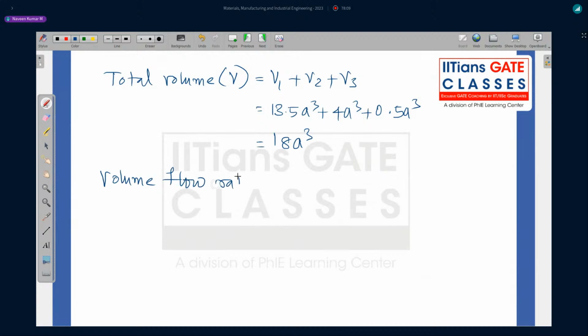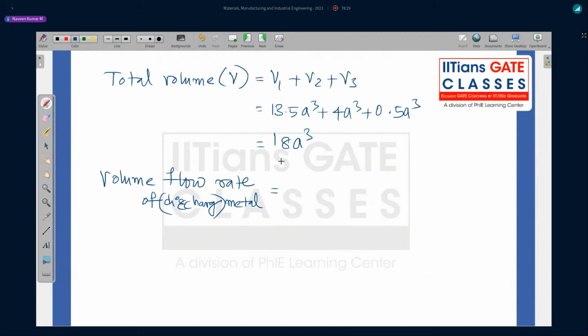What is the volume flow rate of that? The volume flow rate of discharge of metal, or I can say discharge of metal. How much metal is falling? How much metal is falling? So that volume is having some nozzle.